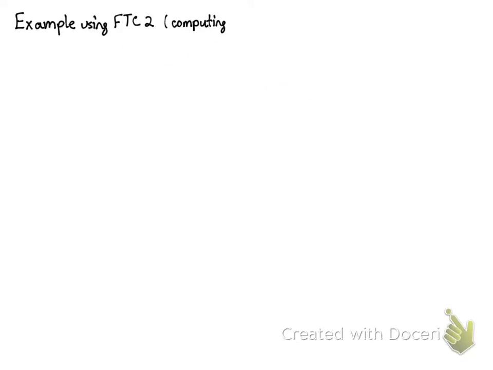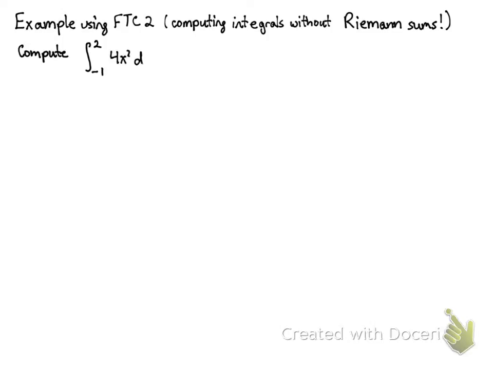However, that doesn't come up as much as the second part of the fundamental theorem of calculus. This lets us find integrals, compute the value of integrals without Riemann sums. So all that hard work of Riemann sums and limits and so on, we can avoid. Here's how. Let's compute the integral from -1 to 2 of the function 4x squared with respect to x.